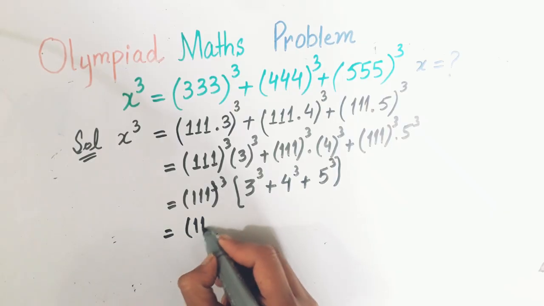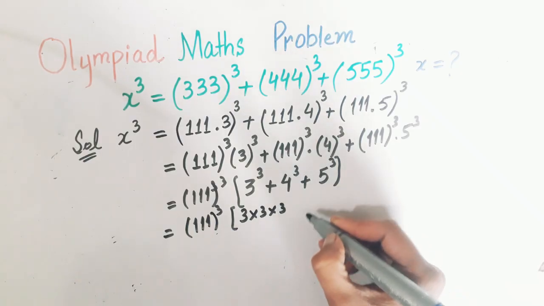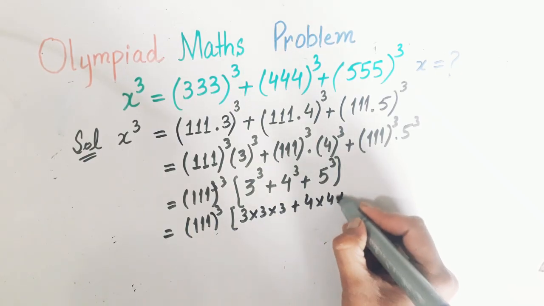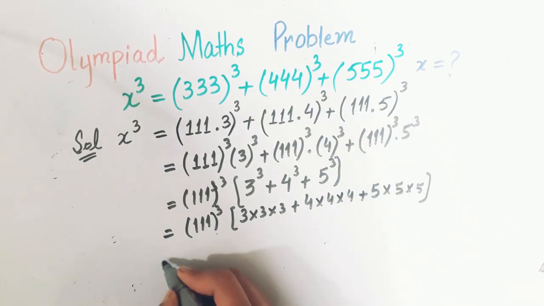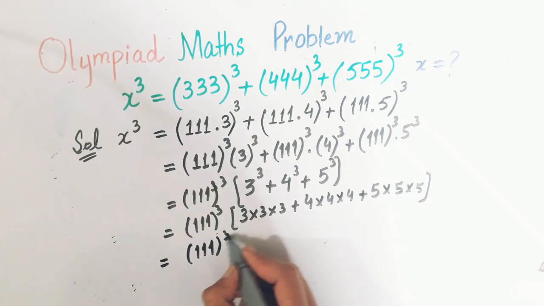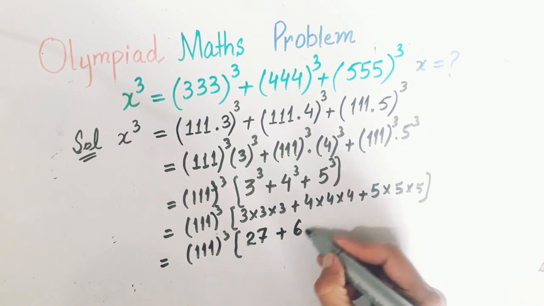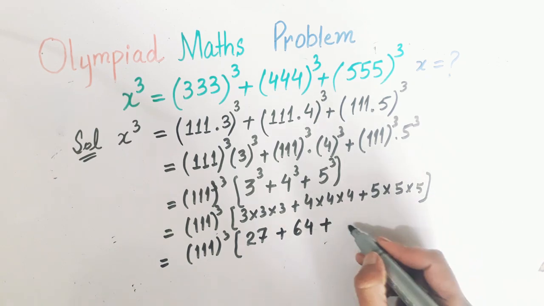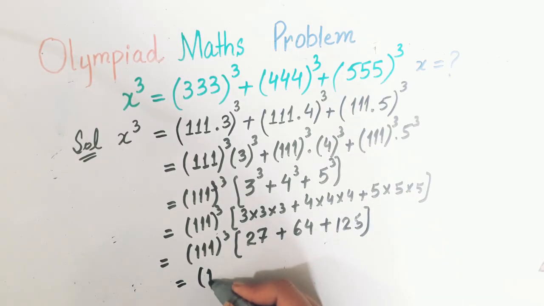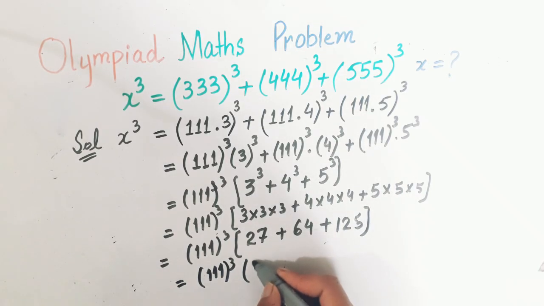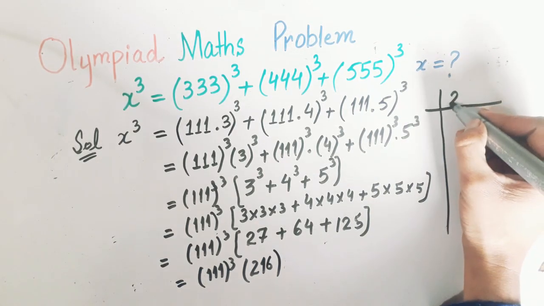So we get 3 cube means 3 multiplied 3 times, and 4 cube means 4 multiplied 3 times, and 5 cube means 5 multiplied 3 times. That implies 111 cube, 3 3s are 9, 9 3s are 27, 4 4s are 16, 16 into 4 is 64, 5 5s are 25 into 5 is 125. So this will equal 111 cube into 216.